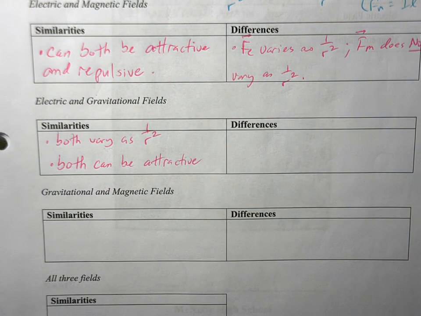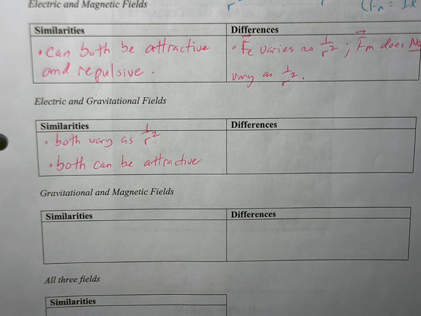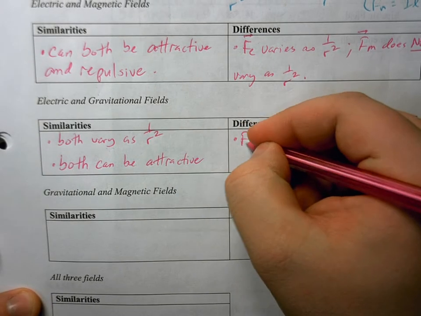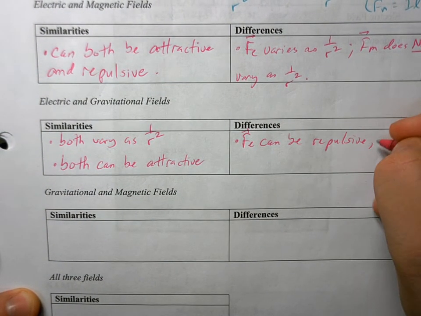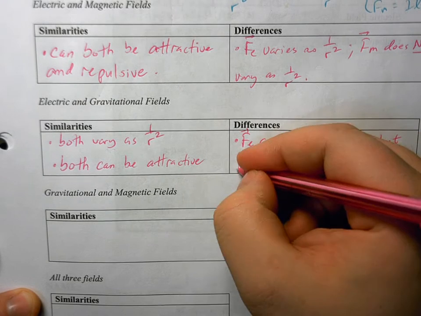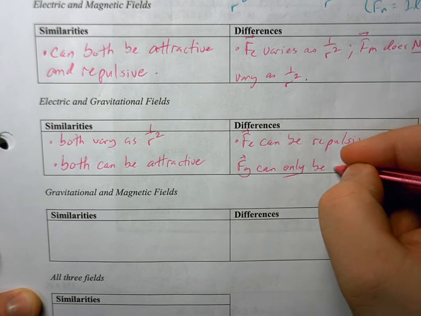Gravitational forces are always attractive. They're always trying to bring masses together. As mentioned previously, electric fields can be attractive when you have unlike charges. The big difference between these that the diploma would be aiming for is that electric fields can also be repulsive, but gravitational fields cannot be. So Fe can be repulsive, but Fg can only be attractive.